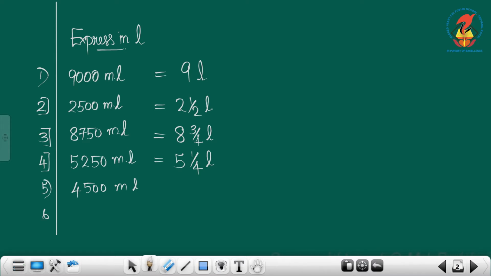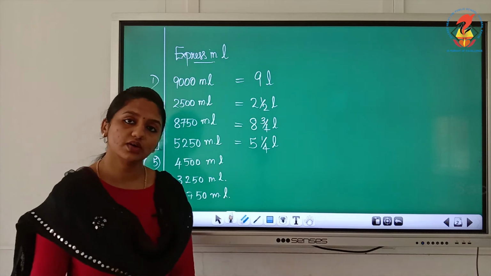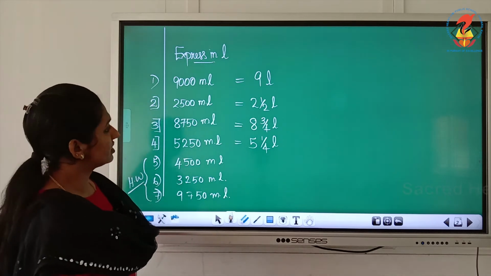Do this question as homework. One more question, 3250 milliliter, then 9750 milliliter. So do these 3 questions as homework. Clear? I think you have understood this.